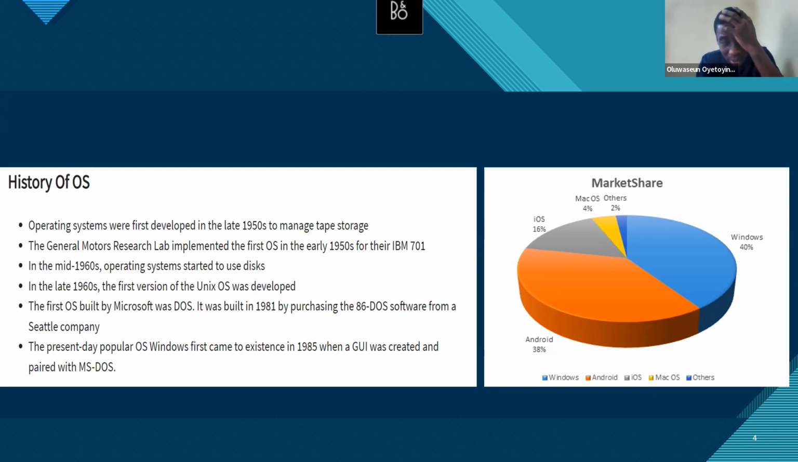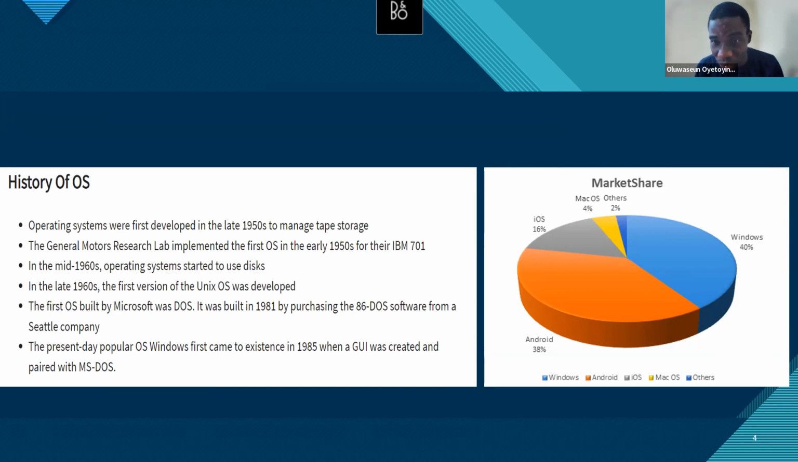Let's have a look at the market share for the operating systems. We have the Windows operating systems, we have Android, those are the mobile OS. You have iOS, you have Mac OS, and the others. And you can see that Windows is not doing very badly. You can see the percentage share Windows has in the market.